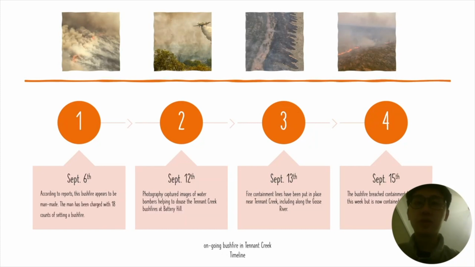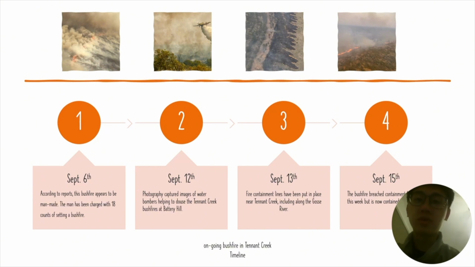On September 6, 2023, the Tennant Creek wildfire broke out. As it expanded, the authority implemented several efforts to put out the fire. To combat the ferocious fire threatening the town of Tennant Creek in the Northern Territory, teams of South Australia Country Fire Service employees and volunteers were sent there. On September 12, 2023, the bushfire spread to larger than 9,300 square kilometers. The Tennant Creek bushfire at Battery Hill was being extinguished by the water bombers, as shown in the second picture.